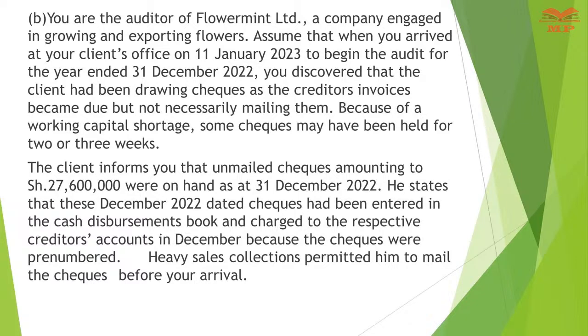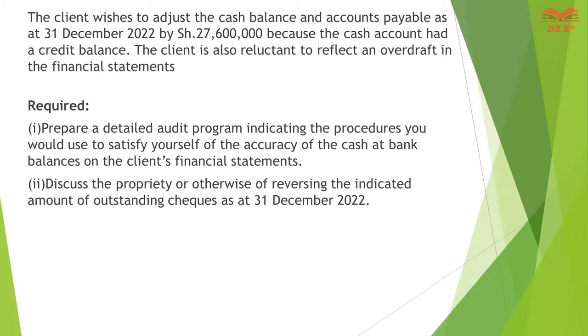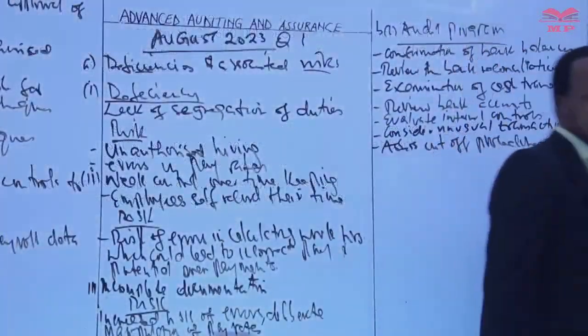That means that the cash at bank ought to have reduced by 27.6 million, but it has not reduced because that money has not been withdrawn by the creditors. So the company would wish to reverse that. So you are to advise on the propriety or otherwise of reversing the indicated amount of outstanding checks as at 31st December 2022. What do you think?